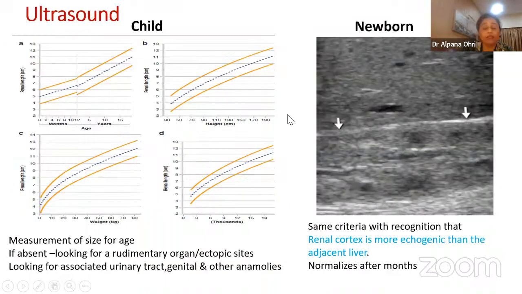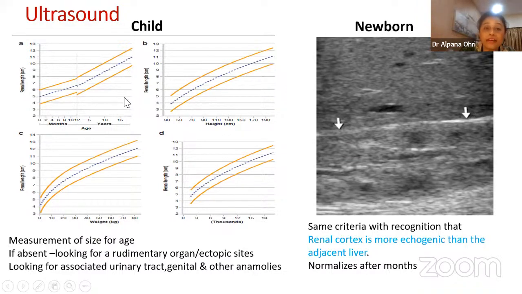Now, this is what the adult kidney looks like. Now, going on to the children, pediatric kidney diseases. In children, when the sonologist is doing sonography, it's not sufficient to just look at the kidneys. They have to measure the kidney size and check if it's appropriate for the age or not.